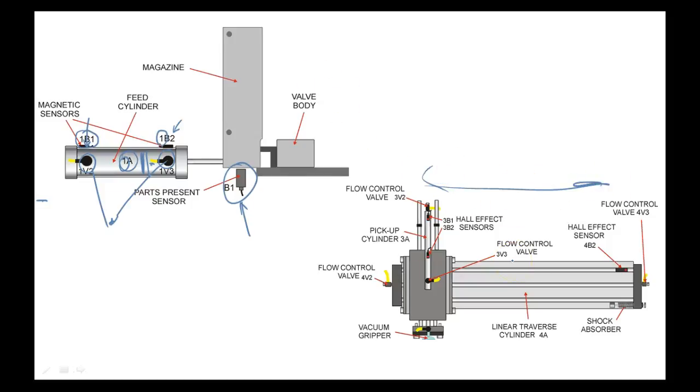Are we okay? So this is the traverse right here. Okay, y'all understand? And here's a vacuum cup. These are the yellow lines on the drawing. These are your pneumatic tubes. This doesn't have a flow control valve on it because we're not concerned with flow, we're concerned with pressure or vacuum.